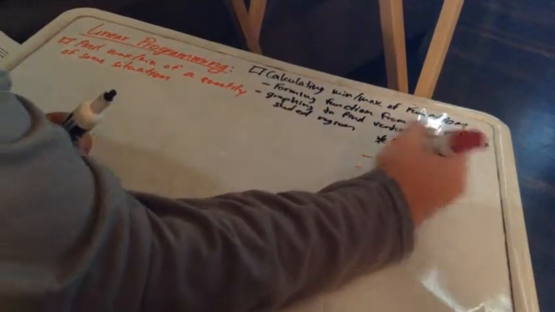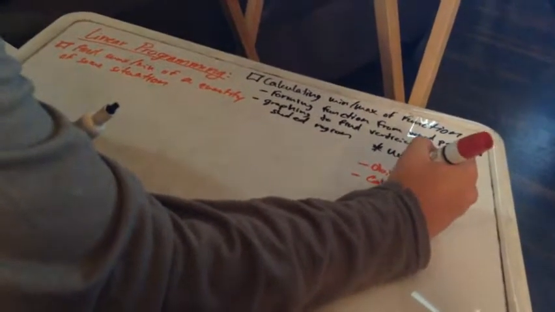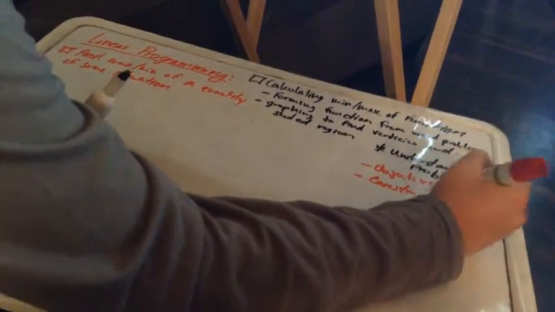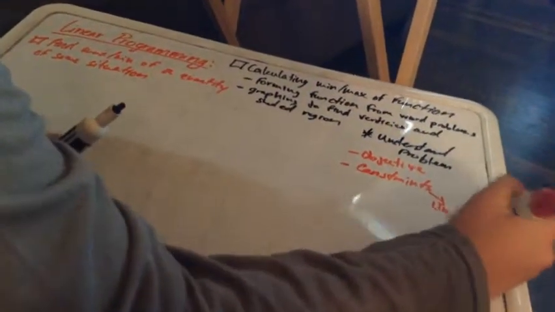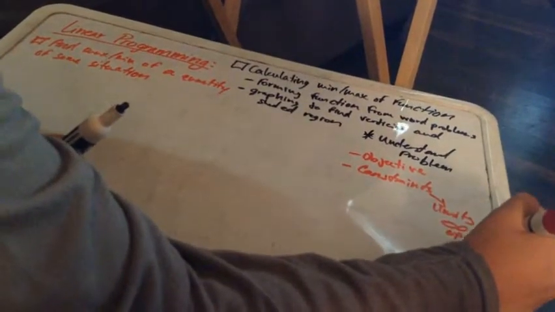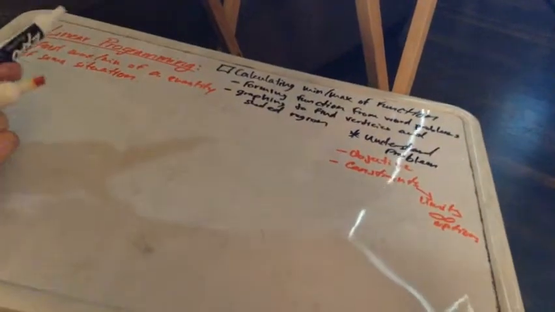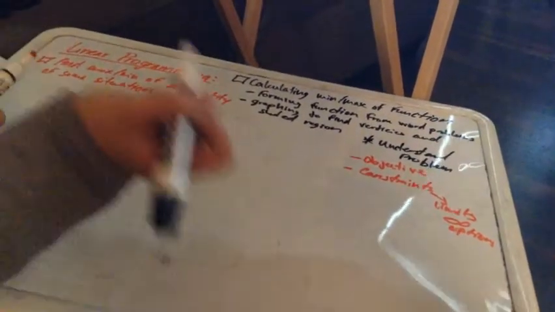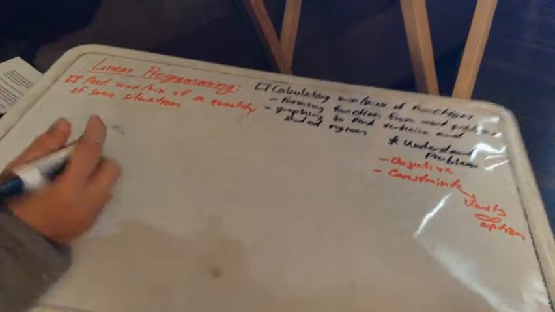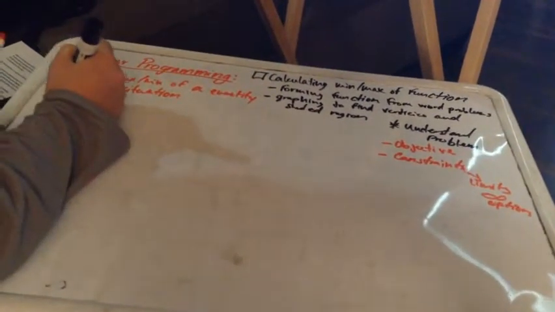So now we also have to define our constraints, which are limits to infinite options. Okay, so now that we know what we need to do to understand the problem, we can go into the steps.